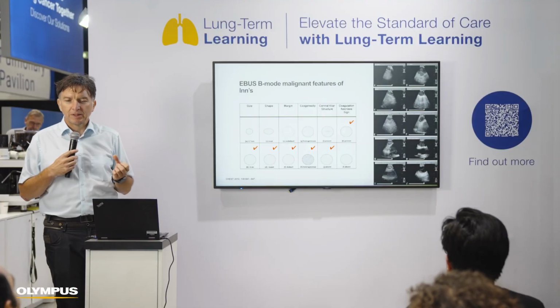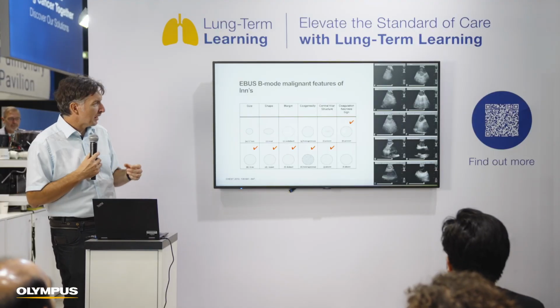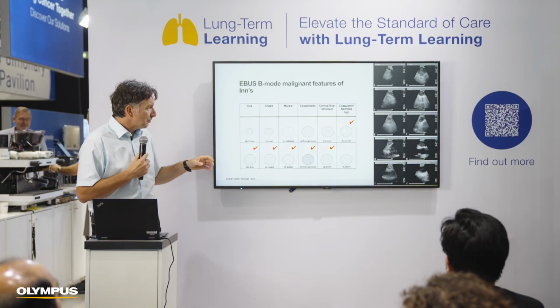Let's first see what B mode can show us. When we see a lymph node, we get the first impression. Is it enlarged? Is it not enlarged? Does it have some necrosis inside? Does it have a harder part, a softer part? What's the border? What's the shape, basically? Is it round? Is it oval?